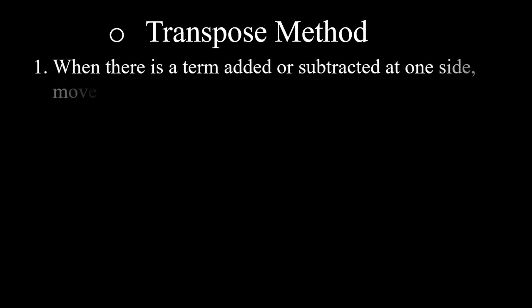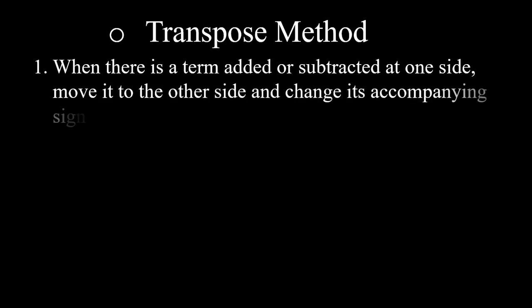Now, when we say to transpose, it simply means to move across. That is basically it. And what are the steps involved in using the transpose method? Step number 1. When there is a term added or subtracted at one side, move it to the other side and change its accompanying sign, be it negative or positive.